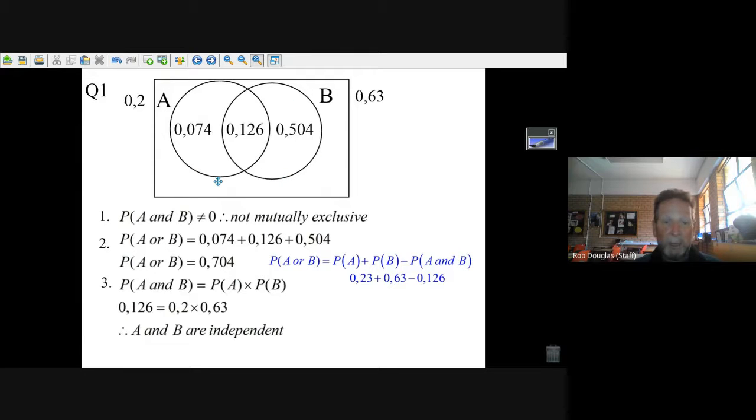Now we have enough information to answer all the questions, like, what's the probability of A or B? Well, I'm looking at it. It's these three things added up. That's one way to get the answer, 0.704. Or you can always use the formula. The probability of A or B is always the probability of A plus the probability of B minus the probability of A and B in the middle. If we do that, 0.2 plus 0.63, and we subtract what's in the middle, 0.126, we get exactly the same answer, 0.704. And the last question is, are these events independent?